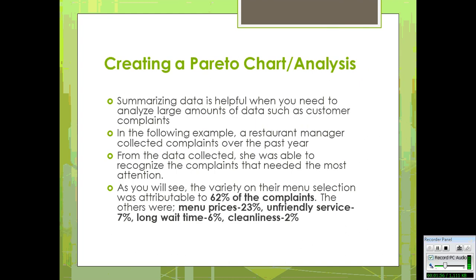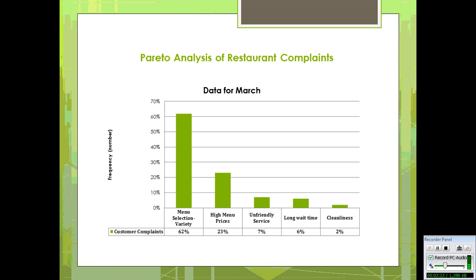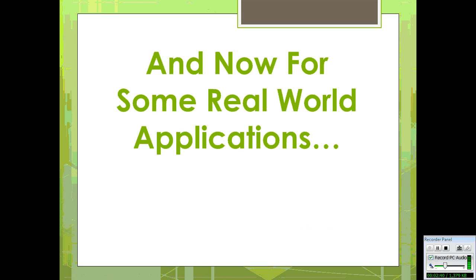Summarizing data is helpful when you need to analyze large amounts of data, such as consumer complaints. In the following example, a restaurant manager collected complaints over the past year. From the data collected, she was able to recognize the complaints that needed the most attention. As you will see, the variety on the menu was attributed to 62% of the complaints. The others were menu prices, 23%, unfriendly service, 7%, long wait time, 6%, and cleanliness, 2%. And here is the Pareto chart of the restaurant complaints. You can see that menu selection variety is attributed to the vast majority of all complaints.